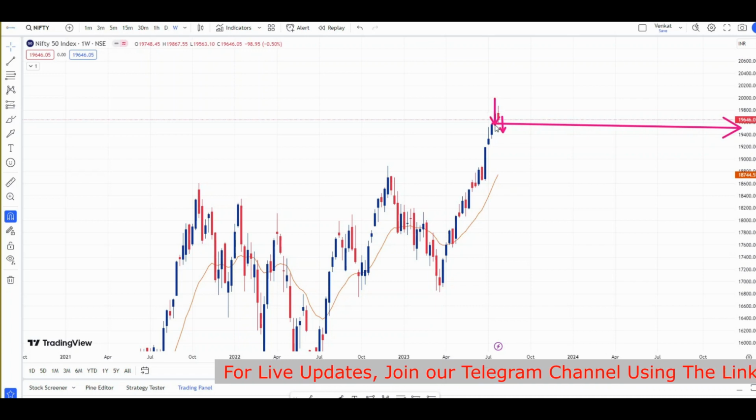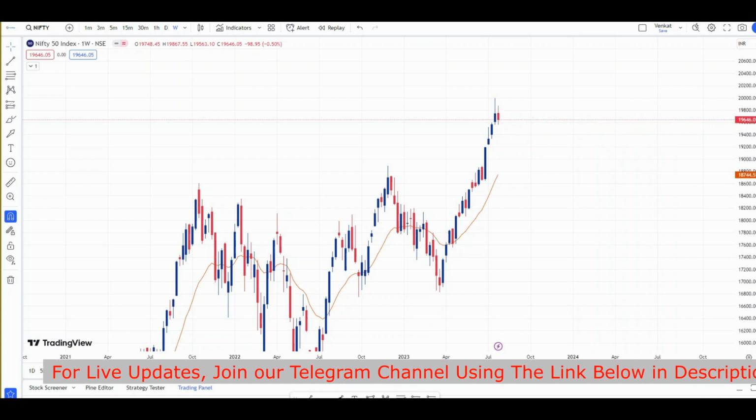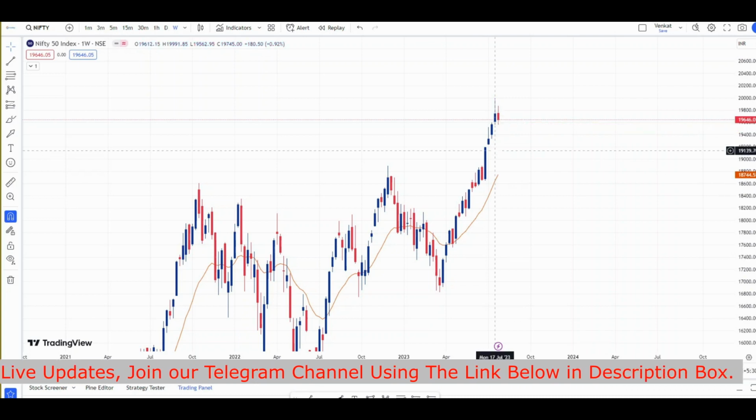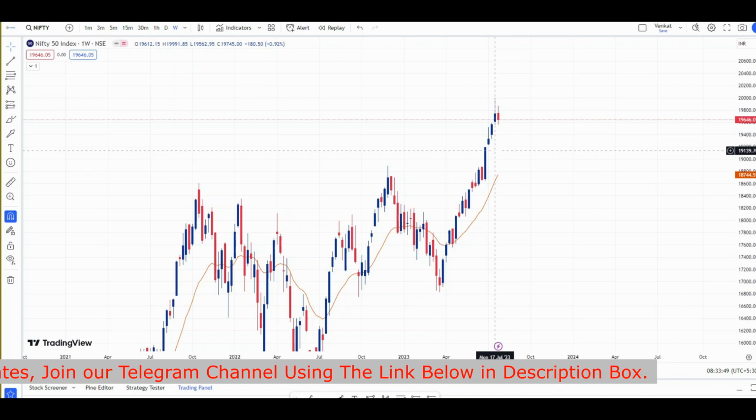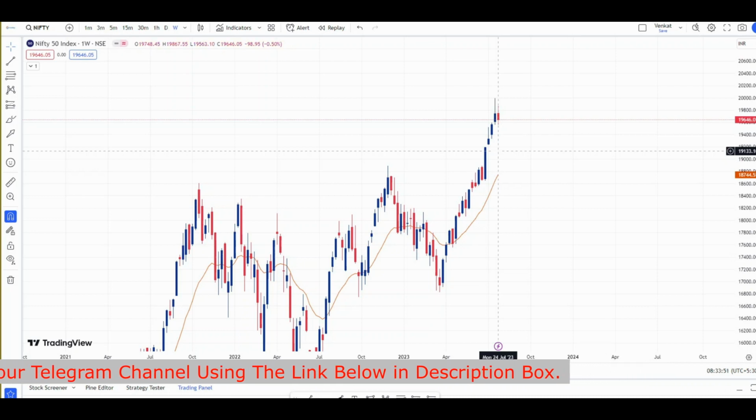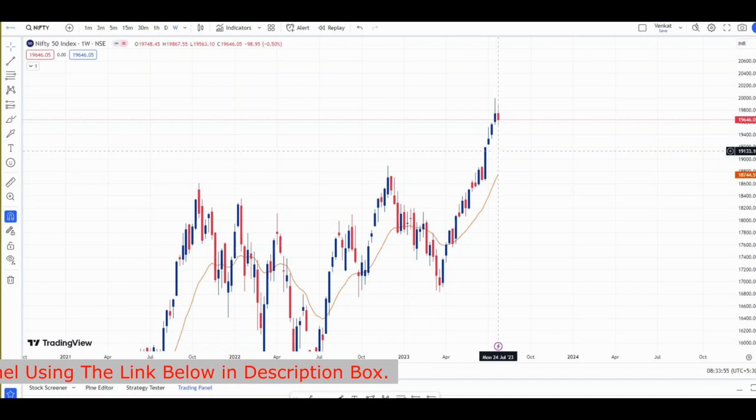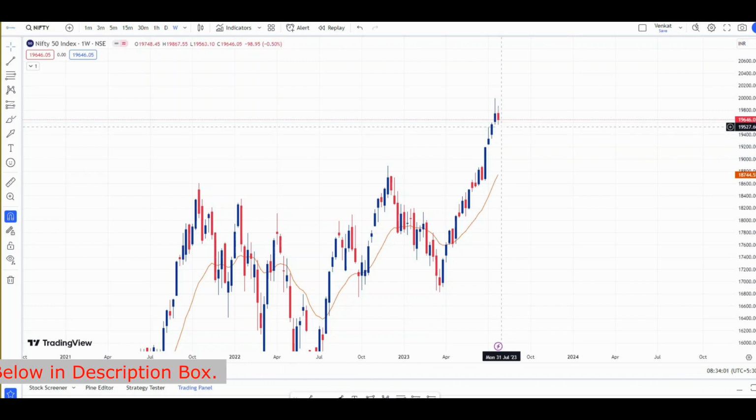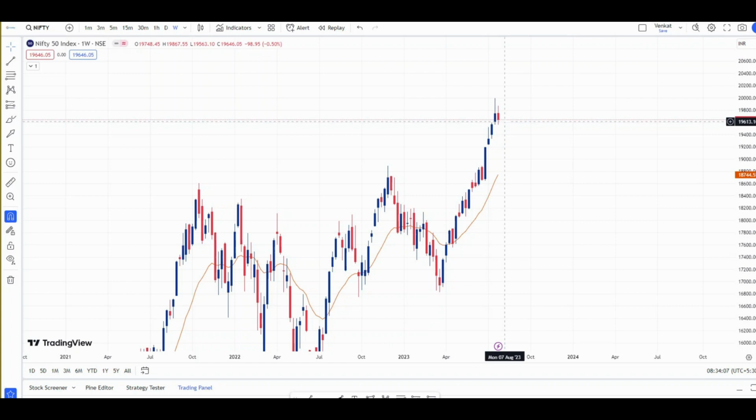This is last week's candle, and this week's candle is just inside it. If you see the low of both these candles, the low of this candle is 19,562 and the low of this candle is 19,563. So next week, if we see a weekly candle close below 19,500, below these two candles, then we can say that the reversal has started.